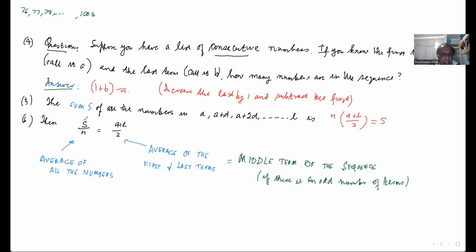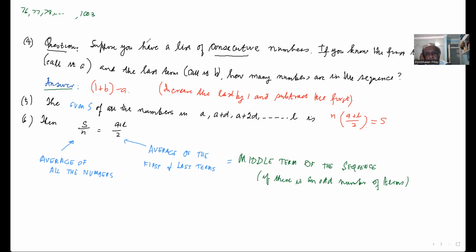So this is the average of all the numbers, while this other quantity is the average of the first and the last, because you're dividing by 2. So that's very interesting. The average of all the numbers in an arithmetic sequence is the same as the average of the first term and the last term. Very useful to know. And if you've got an odd number of terms, the average of the first and the last term is always the middle number in that sequence.